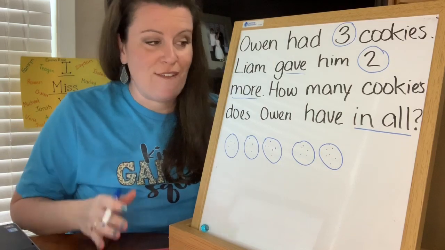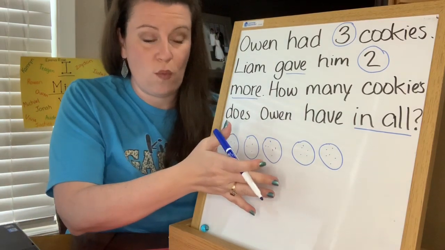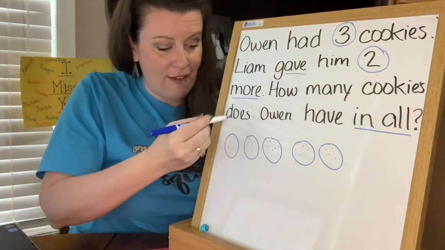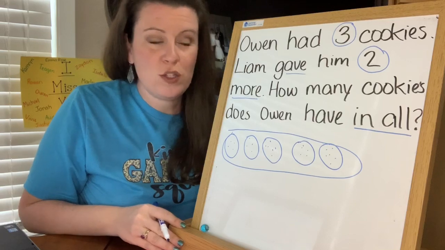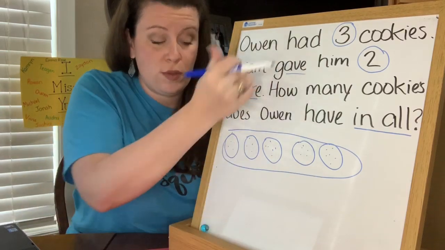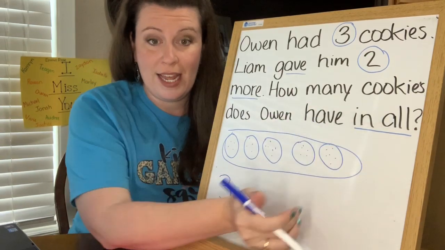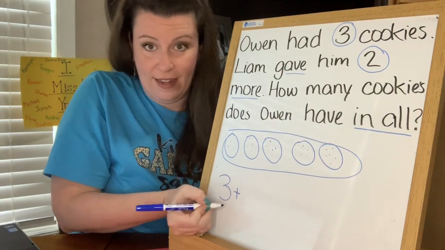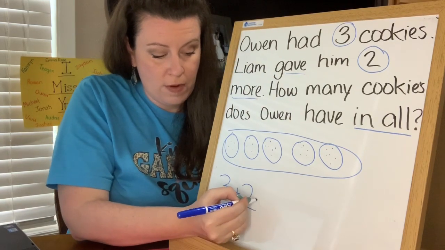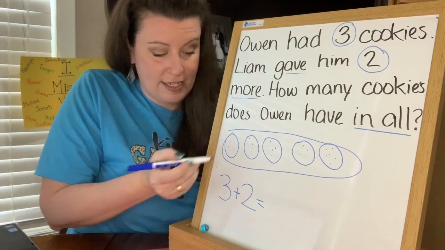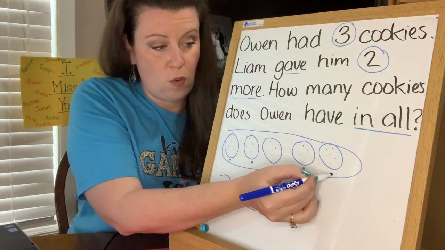How many does he have in all? Nothing says to take it away. It says in all. So we need to know how many does he have in all. All right, so let's write our number sentence. We're going to start with 3. Owen had 3 cookies. We've decided because we see in all that we are going to add the next number. Liam gave him 2 more. Now, let's see how many he has in all. 1, 2, 3, 4, 5.